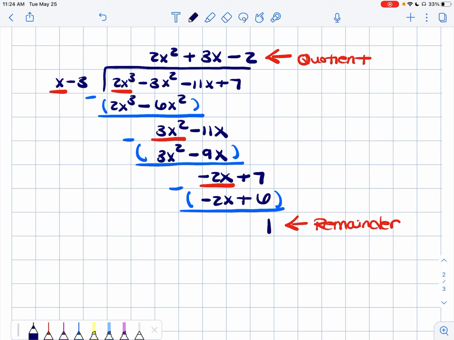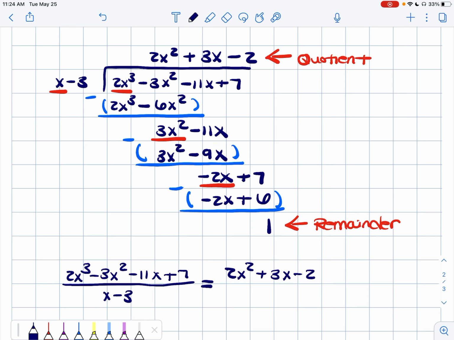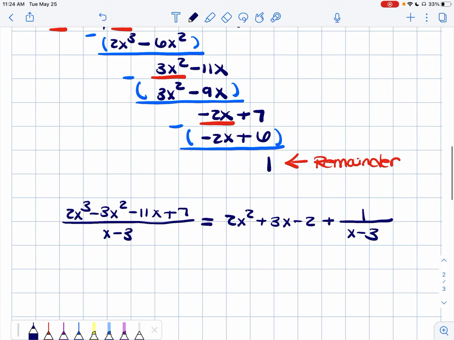Okay, so what we just found then is that 2x cubed minus 3x squared minus 11x plus 7 divided by x minus 3 is equal to 2x squared plus 3x minus 2 and then plus 1 over x minus 3. So that, my pen just stopped working, but that is our answer.